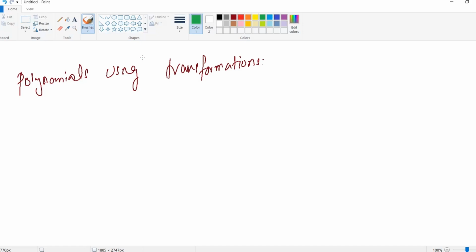So now it says graphing polynomials using transformations. For polynomial functions, you have already studied many different kinds of functions, for example linear, constant, quadratic, right? All these three functions belong to a larger group of functions called the polynomials. The most simple polynomial is called a power function. Do you remember the power function? What was it?